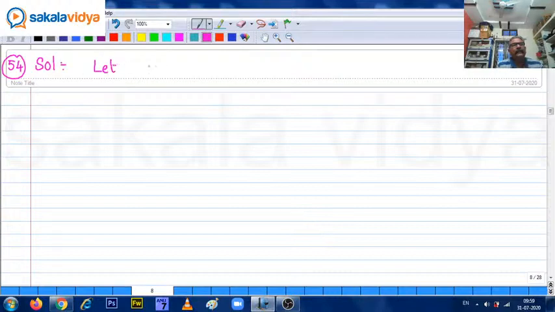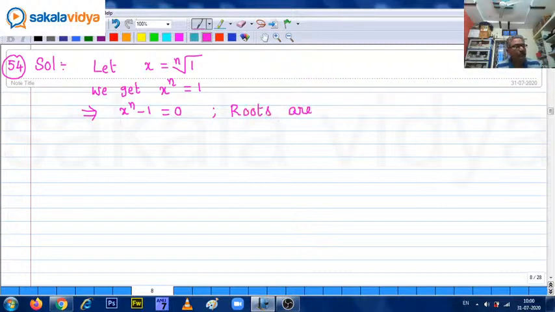So let us say x is equal to the nth root of 1. Raising the power both sides to n, we get x to the power of n equals 1. That implies x to the power of n minus 1 is equal to 0. So we get an nth order equation. What are the roots? Roots are 1, omega, omega square, and so on, omega to the power of n minus 1. These are the roots of this equation.